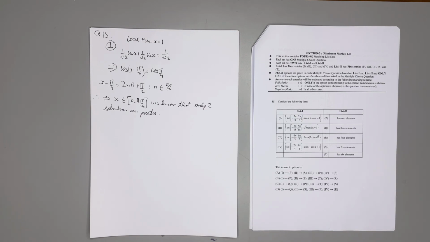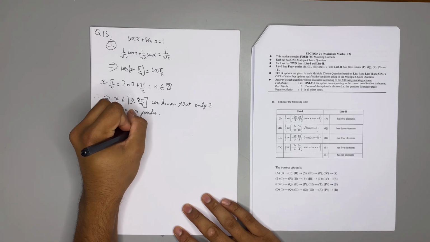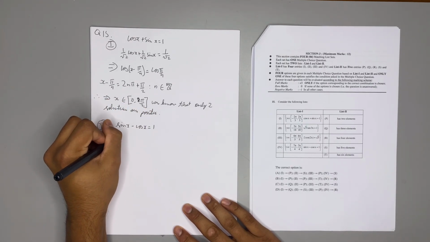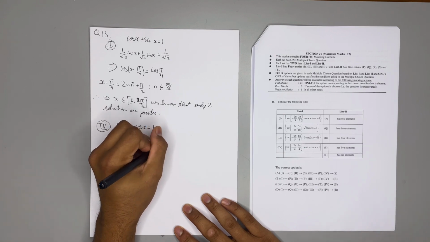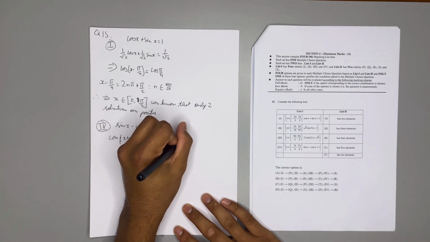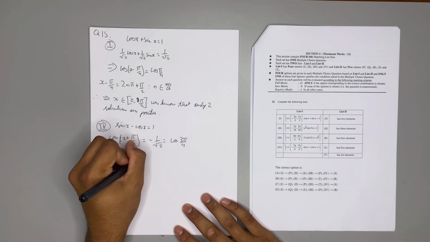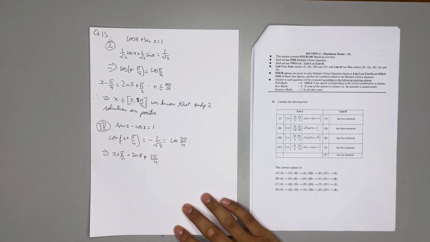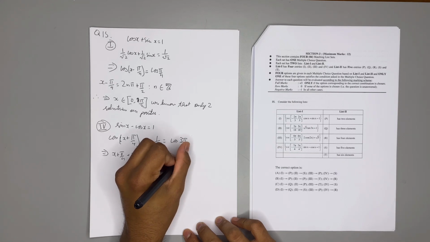In order to do that, we need to look at what sine x minus cos x equals to 1 gives us in terms of this restriction over here. Let's write it down. Sine x minus cos x equals to 1. This time we know cos x plus pi on 4 is going to equal to minus 1 on root 2, which is cos 3 pi on 4. With that in place, x plus pi on 4 equals to 2n pi plus 3 pi on 4. Again, for n being an element of z.